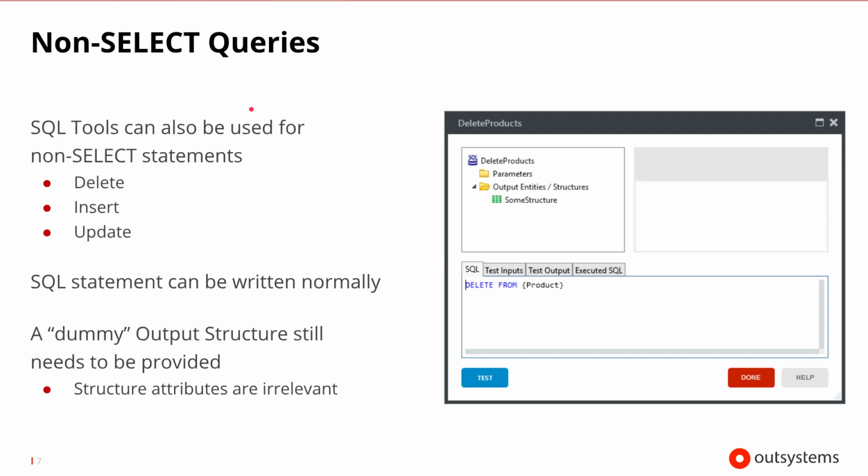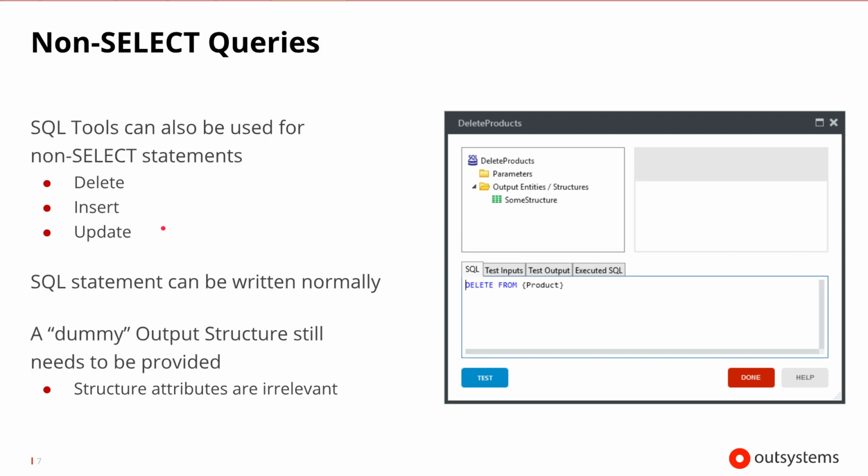Now last, but probably also quite important, is that we can use the SQL tool to do non-select statements. When we do selects, we're really just making a query from a table. But the SQL tool allows us to do non-select statements, and that includes things like deleting certain records, inserting records, and updating records. So those can be done as part of the SQL tool.